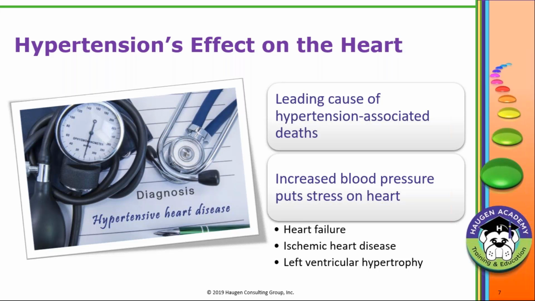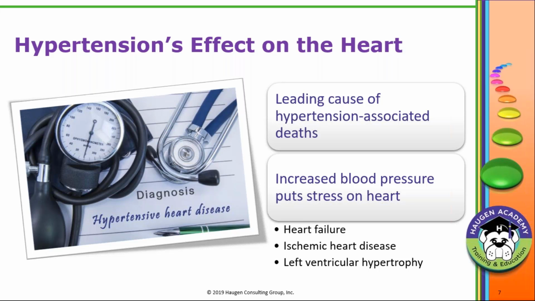So we're going to start with hypertension's effect on the heart and looking at hypertensive heart diseases. Hypertensive heart disease is the leading cause of hypertension-associated deaths, and it's the first thing that physicians are concerned about when they note that a patient does have high blood pressure, and they're really concerned about getting that down so that the patient doesn't experience heart disease.